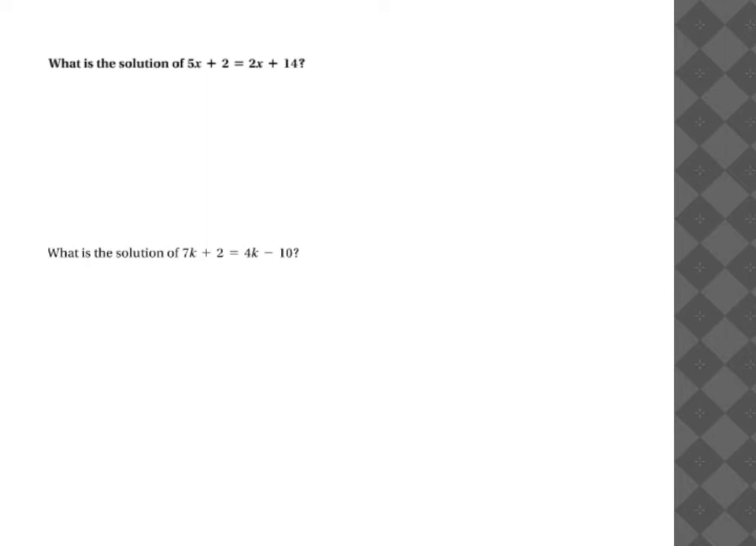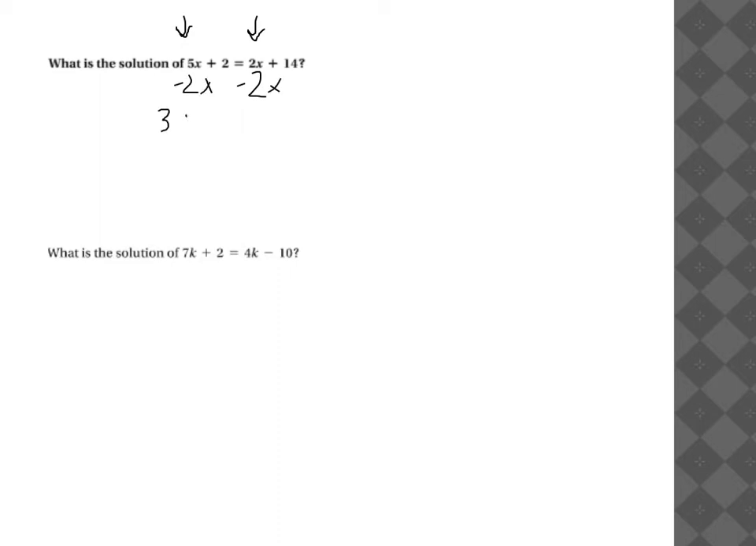So when I look at this problem, it's already simplified, but now I have to move all my variables to one side of the equation. Here I have a 5x, here I have a 2x. I always like to move my smaller variable so that I'm not dealing with any negative signs. So I'm going to subtract 2x from both sides of my equation.